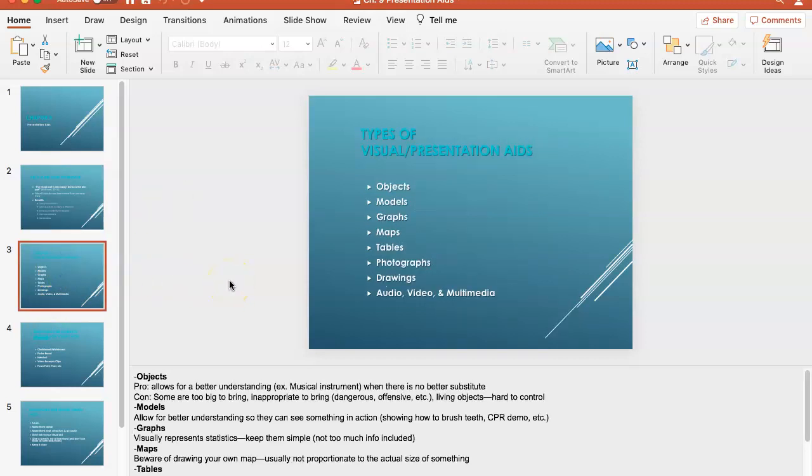So let's talk about types of visual aids. I know the chapter is called presentation aids. I'm just in the habit of calling them visual aids. They're synonymous, they're the same thing. So just so you know, I'm just gonna call them visual aids.